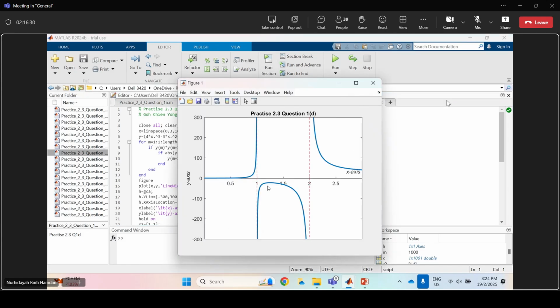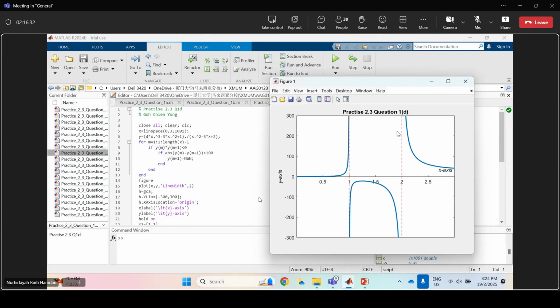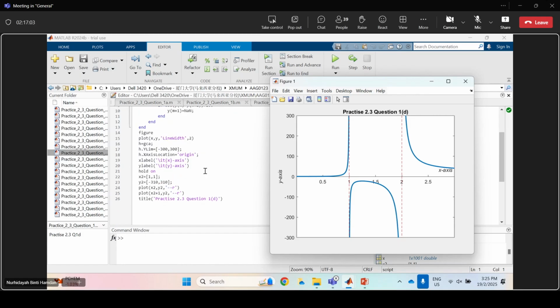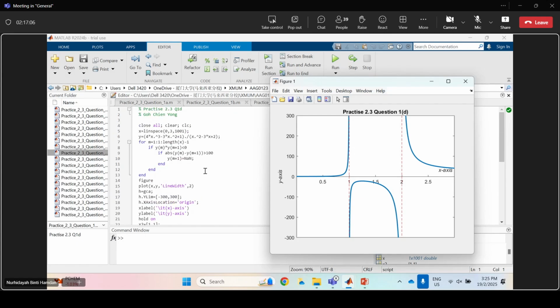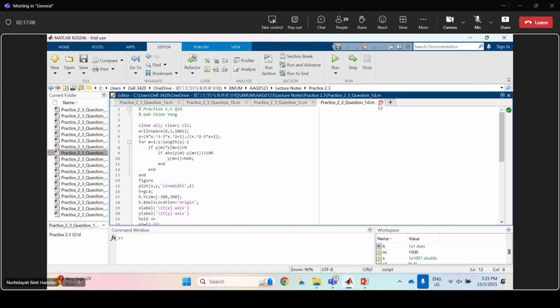So this is what I got. I have 3 reciprocal, 3 asymptote lines. This one also I use looping, to make sure that my graph looks okay. If you look at this, oh, I didn't disable any text. So this is question 1D.